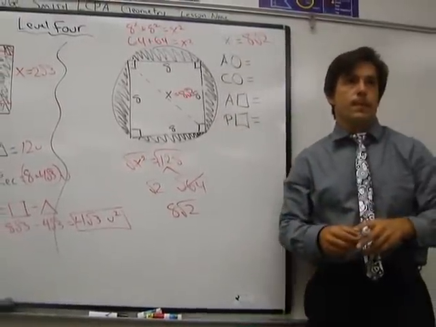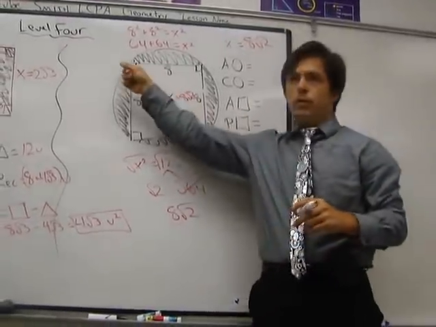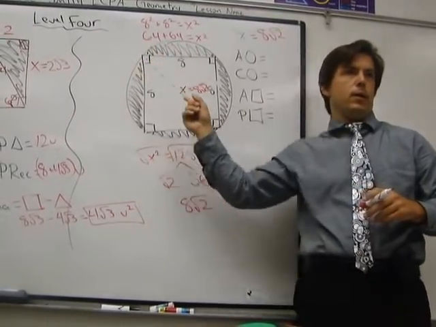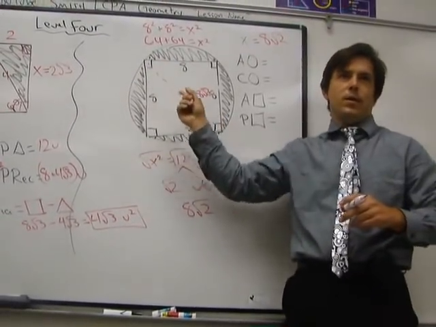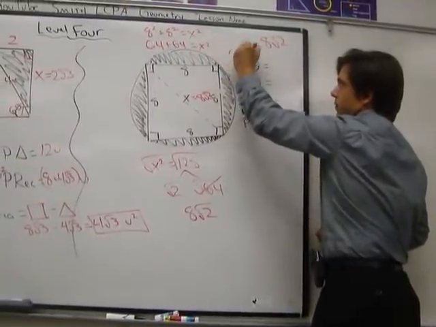Okay, now guys, if we know that X is 8 square root of 2, is X the radius or the diameter? Diameter. So what's the radius going to be? 4 square root of 2.